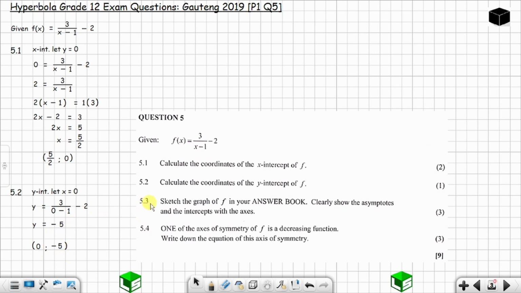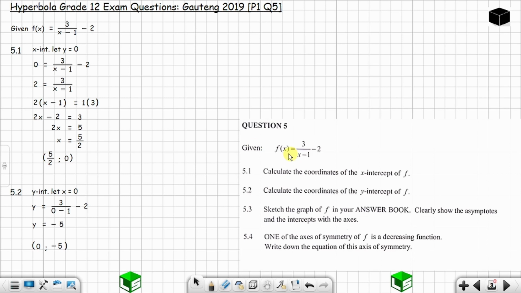Now 5.3, sketch the graph of f in your answer book. Clearly show the asymptote and the intercept with the axis. The question is 3 marks. We are going to use this space to sketch the graph of f. Let me draw a line here. Now 5.3, the question is to sketch the graph of f, which is a hyperbola. Let me close this for now.